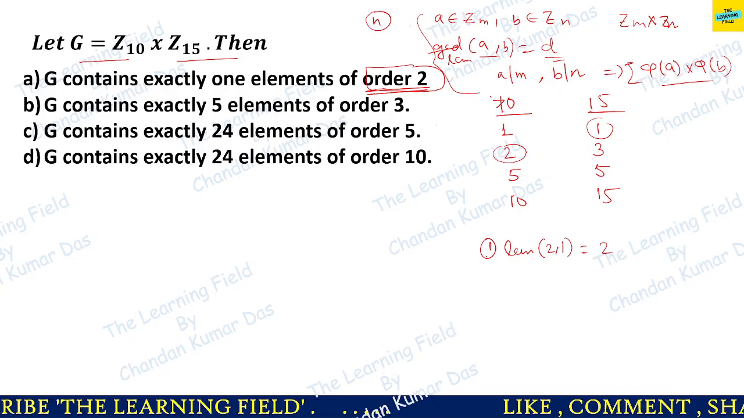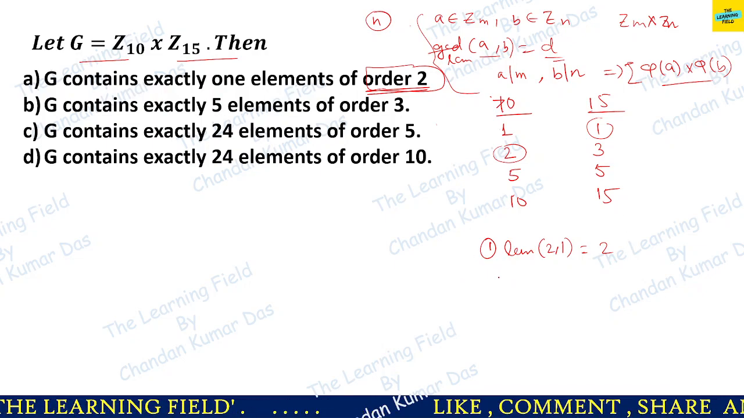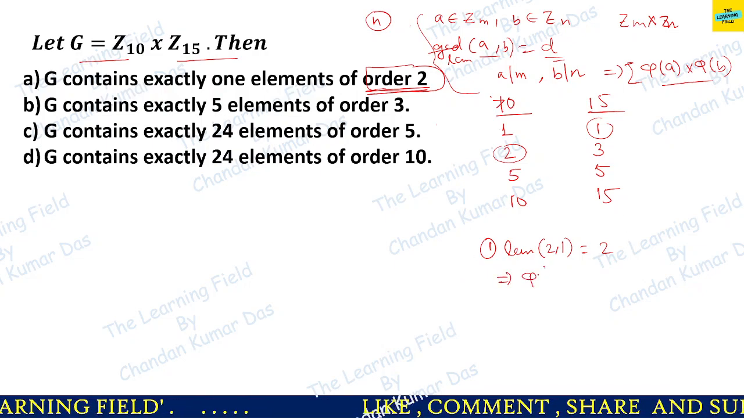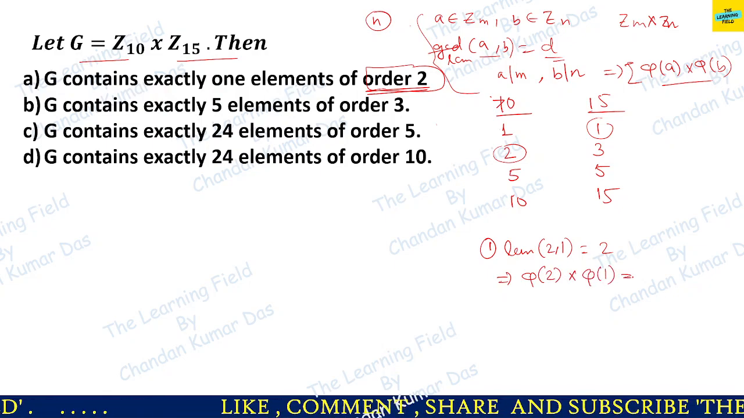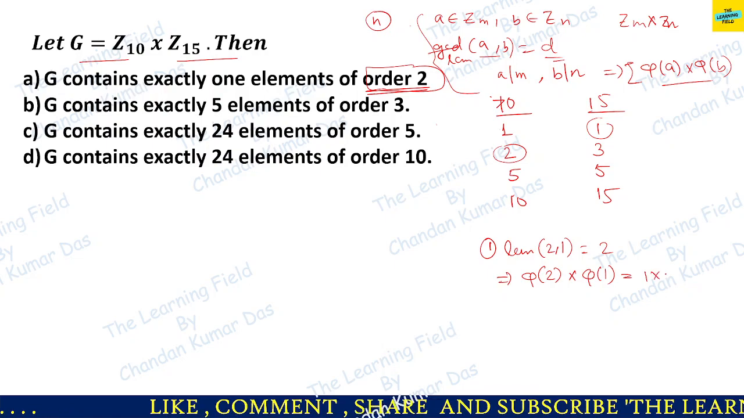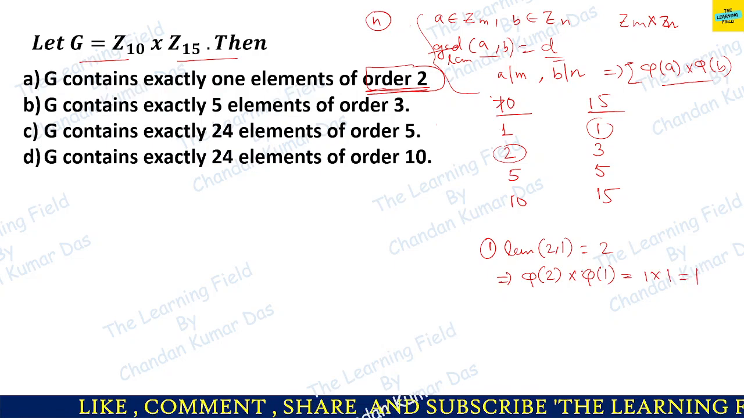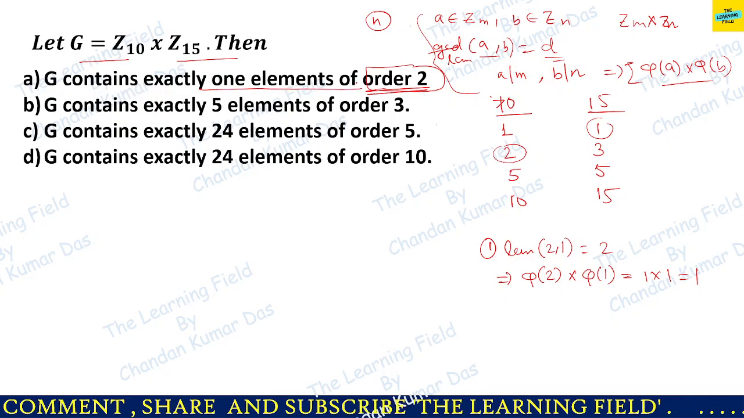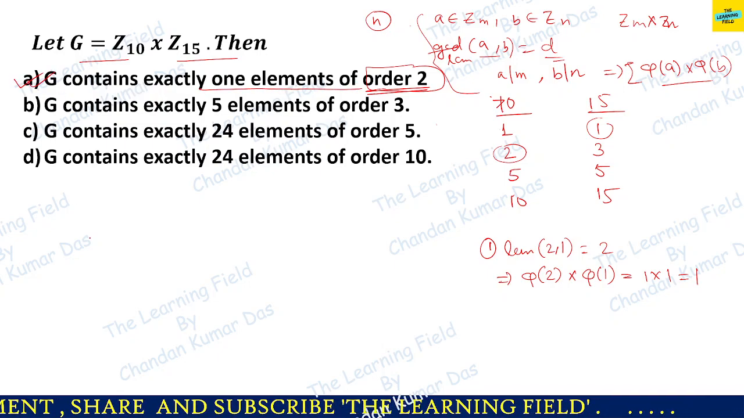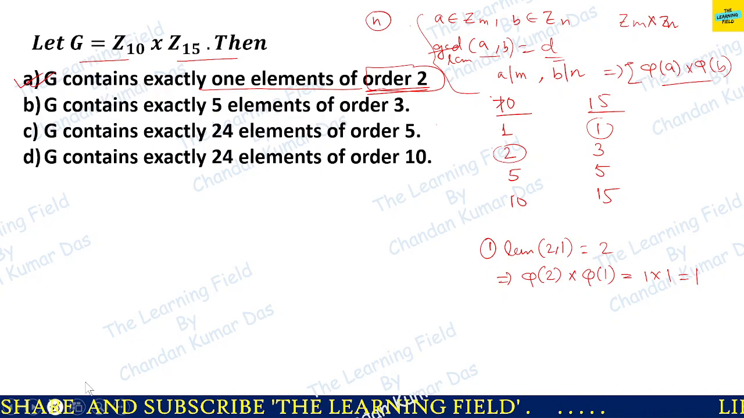So the number of elements of order 2 is equal to phi 2 into phi 1. Phi 2 is 1 simply, and phi 1 is also 1, so this is 1. Option A says that G contains exactly 1 element of order 2. Yes, this is the correct option. Now go to the next option.